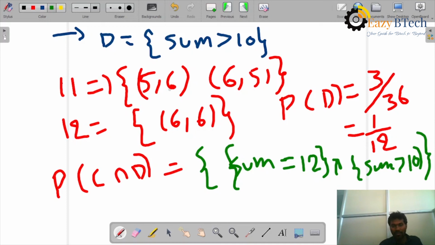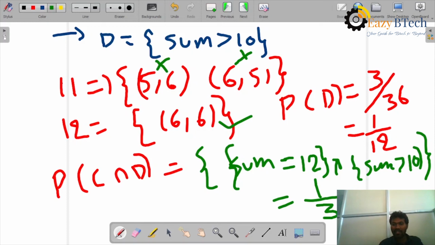If you consider 5 comma 6, the sum is 11, but for the intersection both should be satisfied. Sum 12 is not satisfied, so this one is not valid for me. If you consider 6 comma 5, here also the sum is 11. But if you consider 6 comma 6, the sum is 12, so it is satisfied, and sum greater than 10 is also satisfied. So the intersection point is like this. Out of 3, only one, so the probability is 1 by 3.